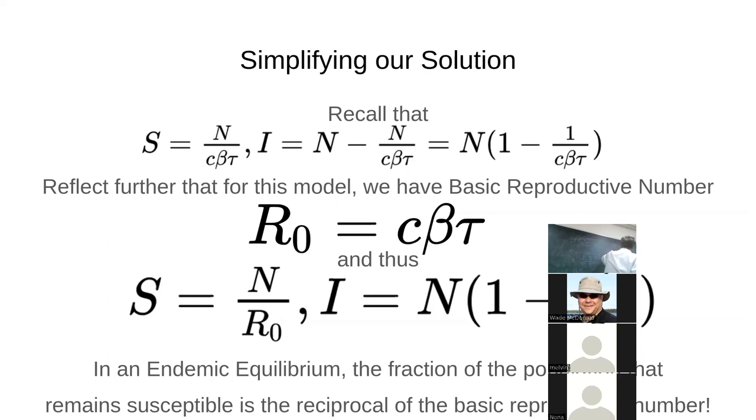What is F here? What did I say it was? So F is the fraction that are susceptible, not infective, the fraction susceptible.